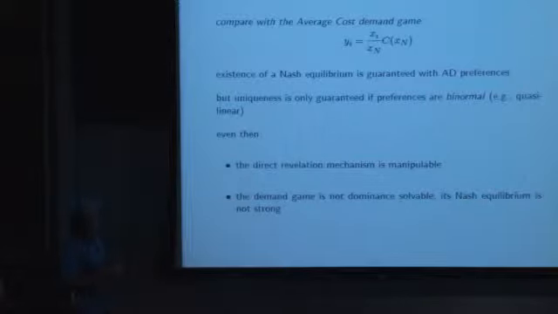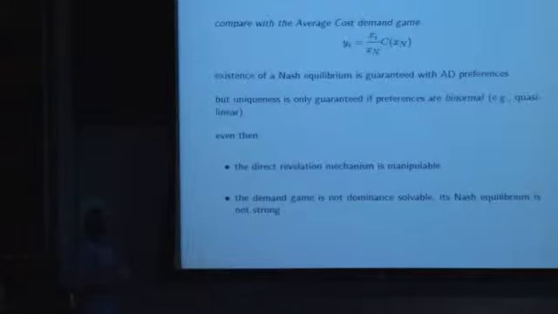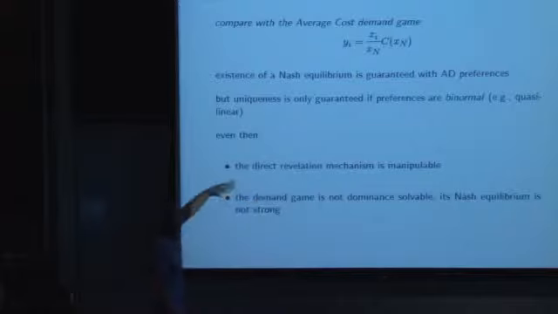See, to compare with the average cost demand game, simple but very meaningful. Existence of the Nash equilibrium there is guaranteed in the Arrow-Debreu preference domain, because remember in the Arrow-Debreu what I insist on is convexity of preferences, so there is no issue to get existence of a Nash equilibrium, but it is not unique in general. You have to assume something called binormality of preferences, of which quasi-linearity is an example. So uniqueness is often true, but even if it's unique, it is manipulable.